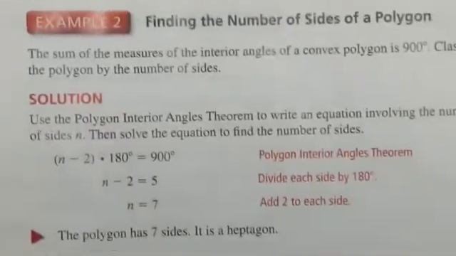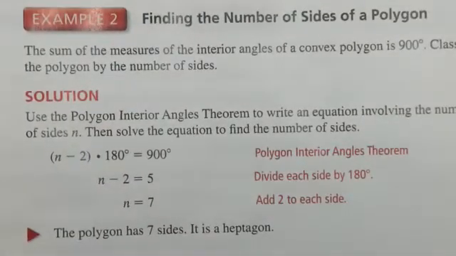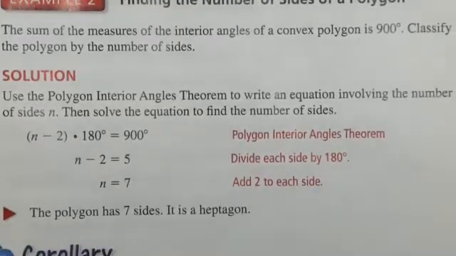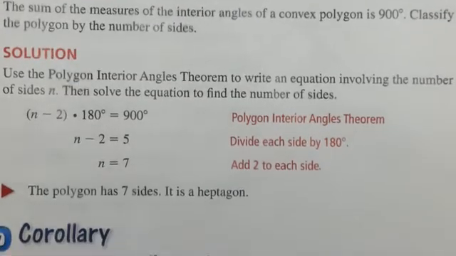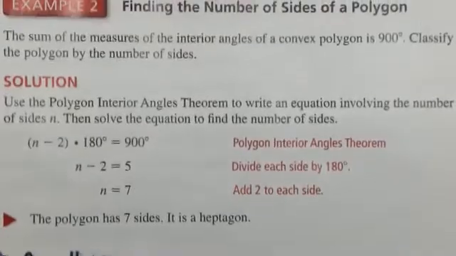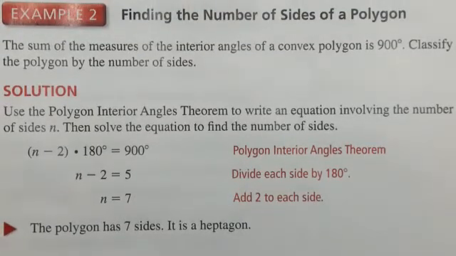There we go. Finding the number of sides of a polygon. Okay, moved it a little too low. Hold on. Okay, the sum of the measures of the interior angles of a convex polygon is 900 degrees. Classify the polygon by the number of sides.